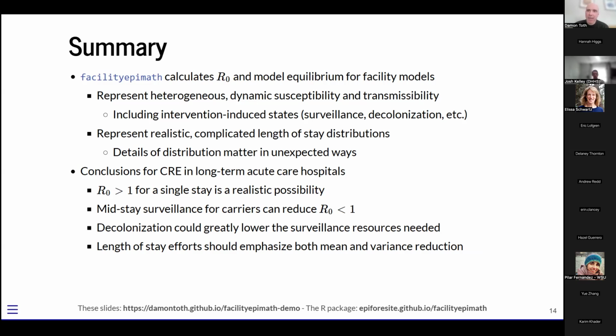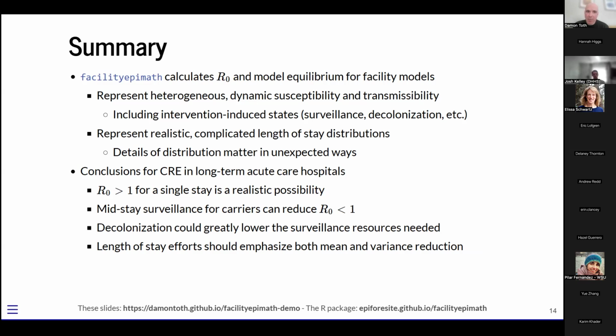And then the other highlighted feature is the length of stay distribution. We can represent realistic, complicated length of stay distributions, and the model behind the scenes will take care of that in the calculations. And it turns out that the details of those distributions matter in unexpected ways.